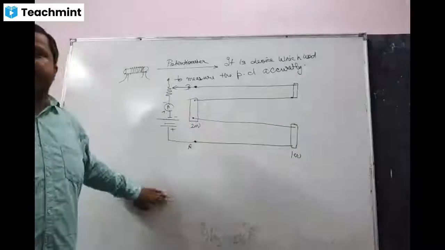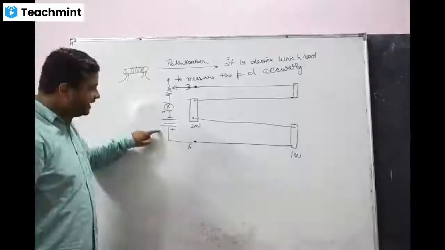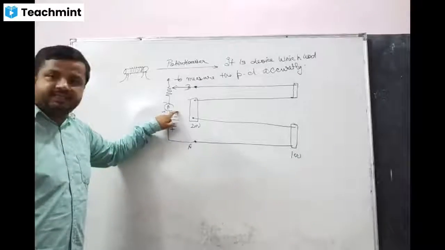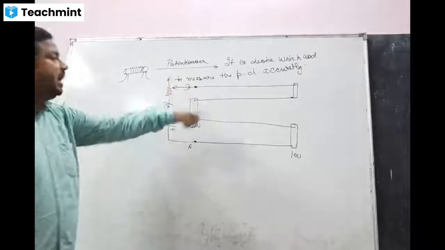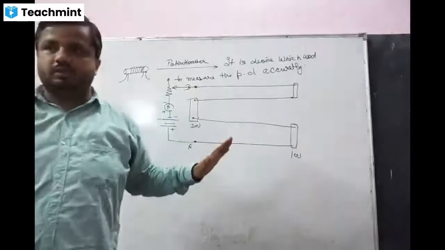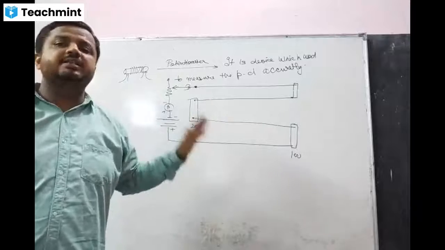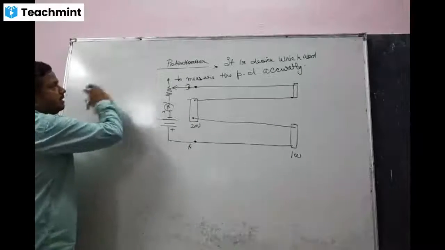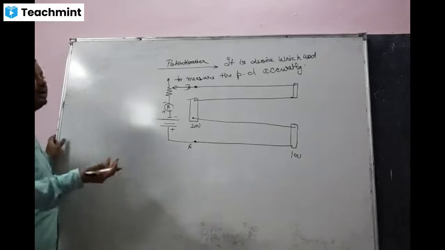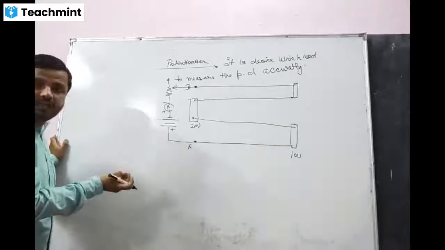Okay? The standard cell is connected, the ammeter is connected, and a rheostat is connected. This is called the auxiliary circuit. Now, what is the work of the potentiometer?